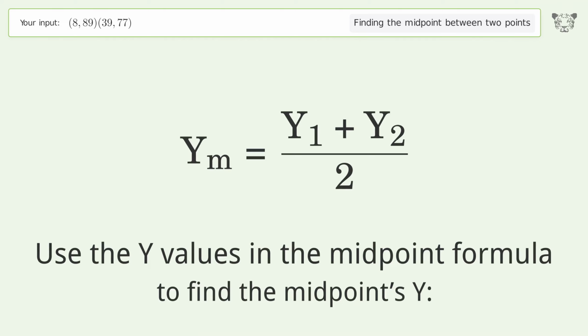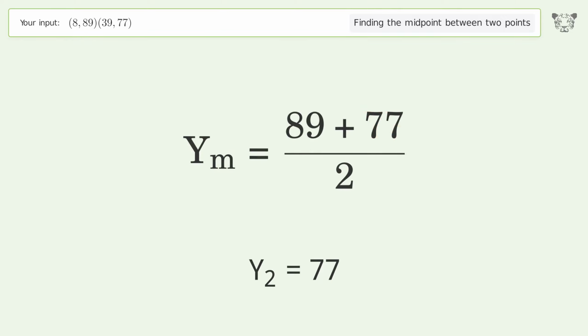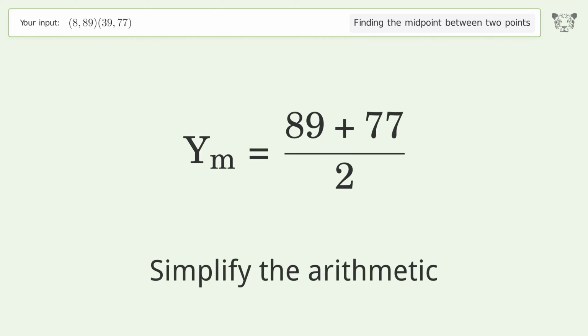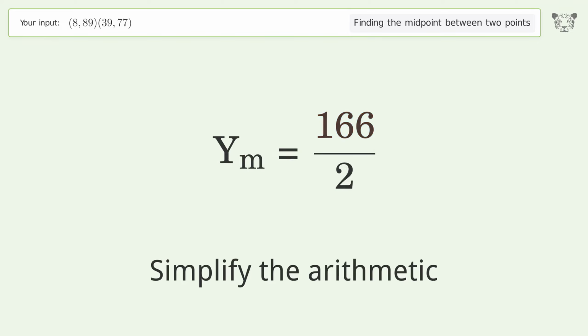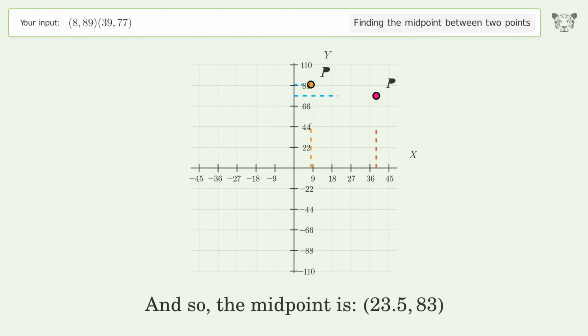Use the y values in the midpoint formula to find the midpoints y. y1 equals 89. y2 equals 77. Simplify the arithmetic. And so, the midpoint is 23.583.